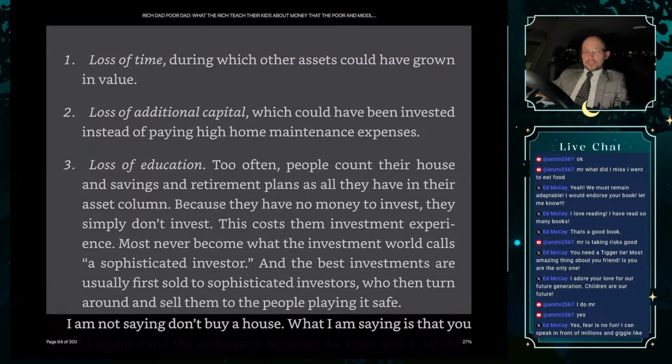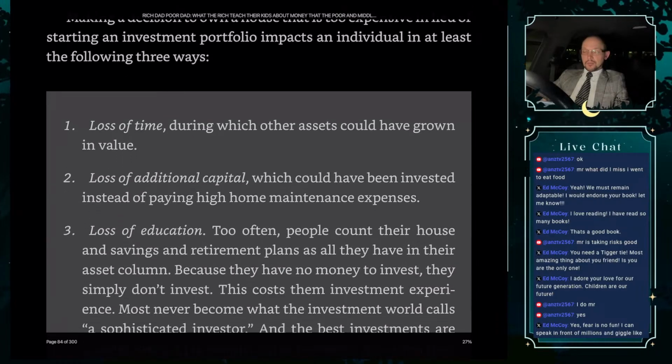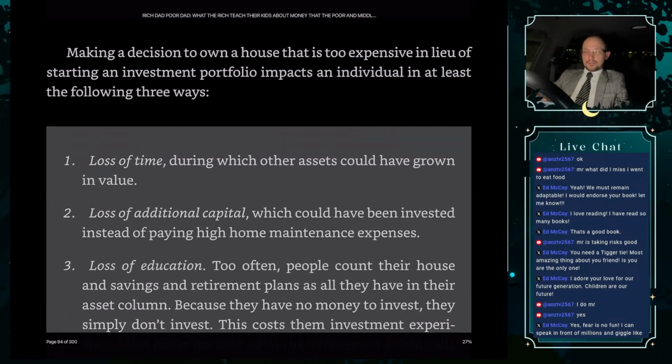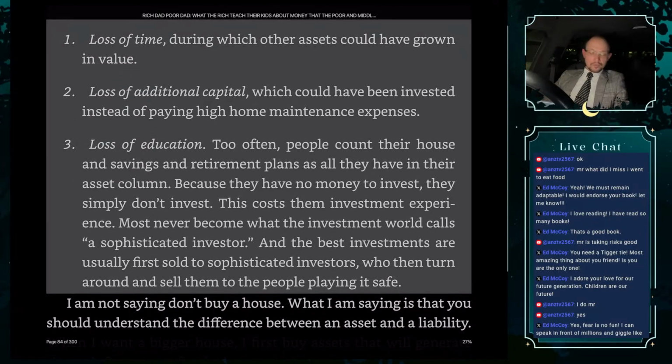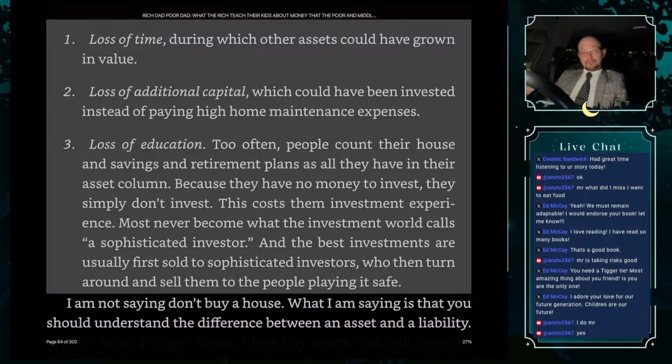Alrighty, what's the second outcome? Loss of additional capital, which could have been invested instead of paying high home maintenance expenses. Yes. So the first one is about loss of time. The second is about loss of additional capital.